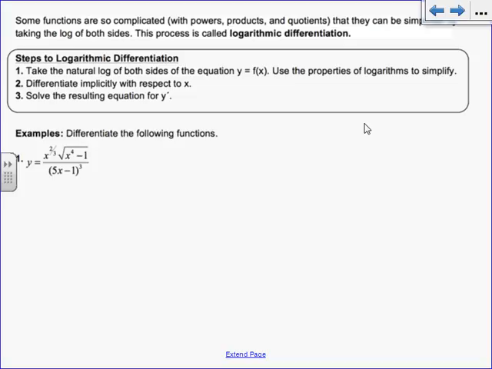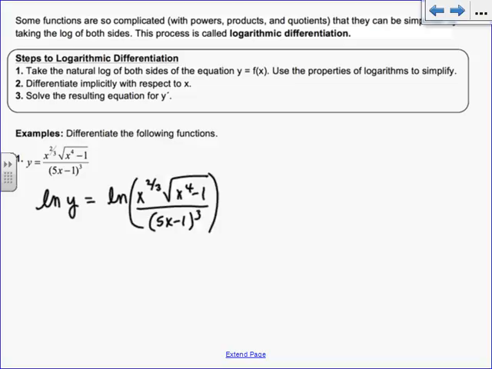So what we're going to do for logarithmic differentiation is we start with some kind of crazy function that we're like, I don't know how to take the derivative of that, or I don't want to. And then I take the natural log of both sides. So when I do that, I can break up my logarithm into natural log of x to the 2/3 plus natural log of x to the 4th minus 1 to the 1/2 minus natural log of 5x minus 1 to the 3.